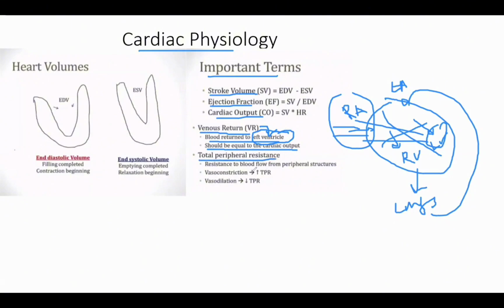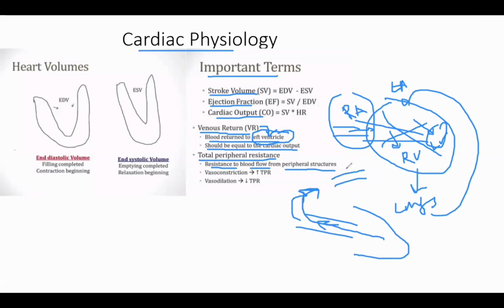The second thing is total peripheral resistance. Now, what is total peripheral resistance? This is the resistance to the blood flow from peripheral structures. So let's suppose this is the ventricle, the blood will flow in this direction, that is from the aorta into the arteries and into the arterioles. The resistance offered by these arterioles, arteries, and other structures to this flow of the blood is known as total peripheral resistance. When the vessels are constricted, the total peripheral resistance will increase. When these vessels are dilated, the blood will go easily and the total peripheral resistance is decreased.